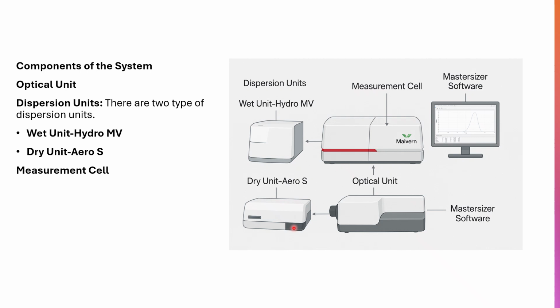Next component is the measurement cell. The cell is the interface between the dispersion unit and the optical unit. The sample is circulated between measurement windows in the cell so that the laser can pass through it in order to make a measurement. So this is the main unit for the particle size analyzer. Here you can see this is the measurement cell and this is the optical unit. In the new model, Mastersizer 3000 of Malvern make, the optical unit and measurement cell are combined into a single one. And next one is the Mastersizer software. The software is used to control the optical unit and dispersion unit. All these units are controlled by this software, which also processes the raw data gathered by the system. So these are the basic components of this Malvern particle size analyzer, right?